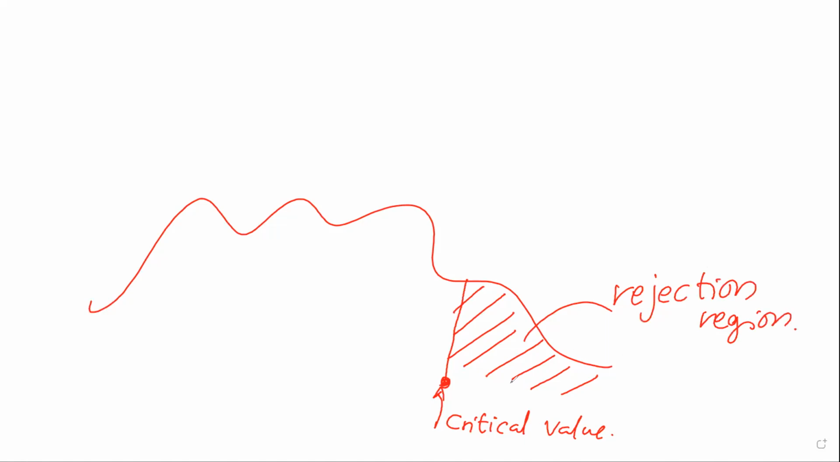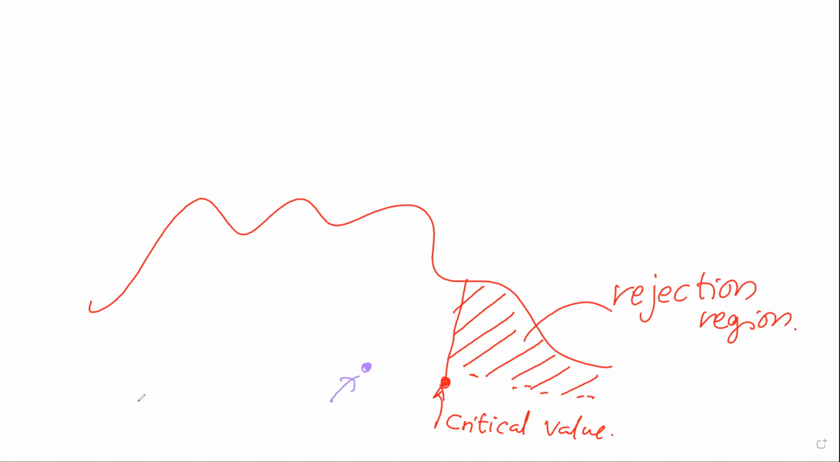Whenever your test statistic value falls in this region, somewhere here, you are going to reject the null hypothesis, right? What do you mean by the p-value? You are computing a test statistic, right? So it can fall either here or here, right? Let's say it's falling somewhere here where it's accepted, not rejected.